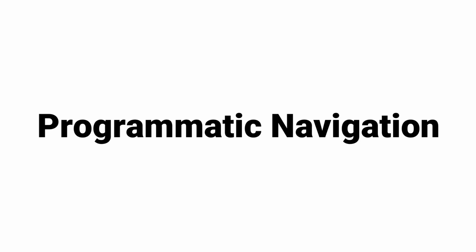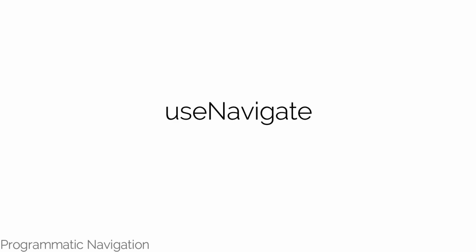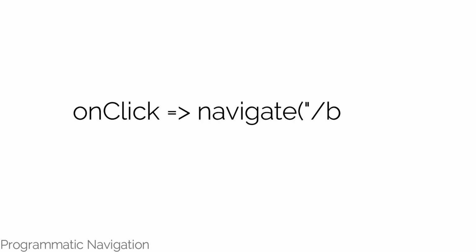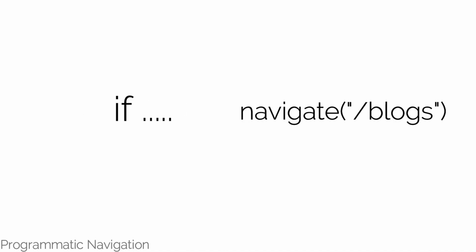Programmatic navigation. React Router provides an API for programmatic navigation, allowing us to navigate to different routes programmatically. We can trigger route changes based on our user actions, application logic, or even external events. This gives us full control over the navigation flow of our application.